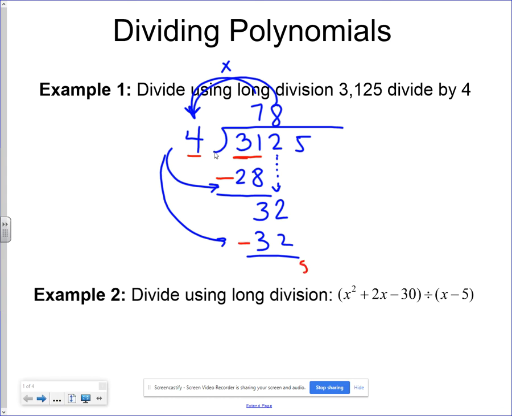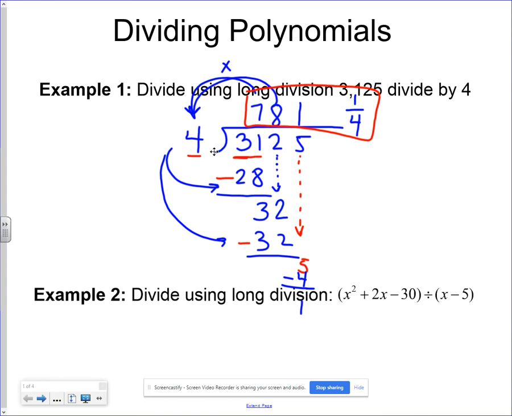So we'll bring down the 5 now. How many times does 4 go into 5? Once. And then 5 minus 4 is 1. So our answer is 781. The remainder is 1. And remember, you put the remainder over the number you're dividing by. So my answer is 781 and 1/4.